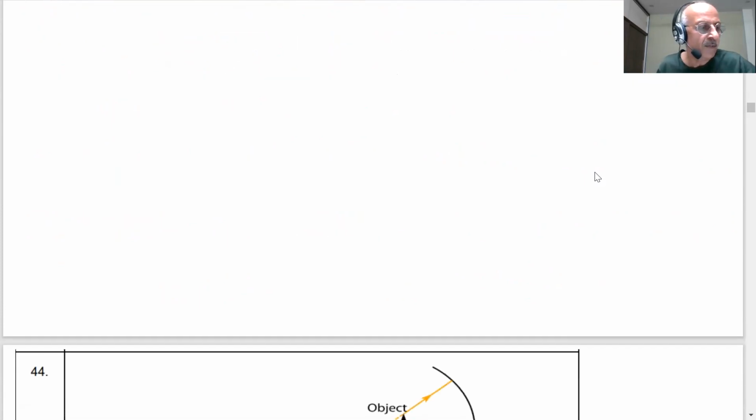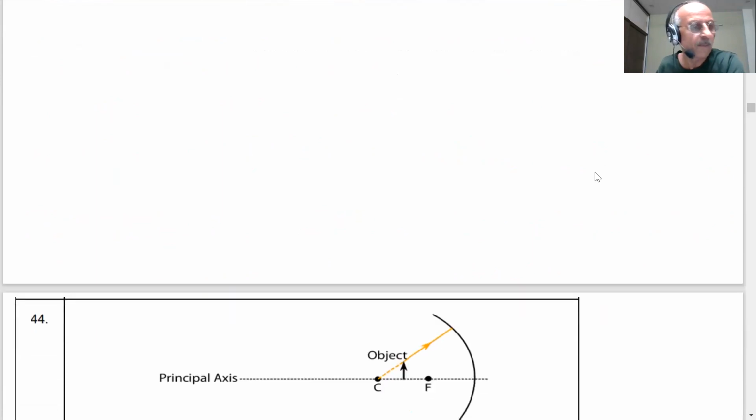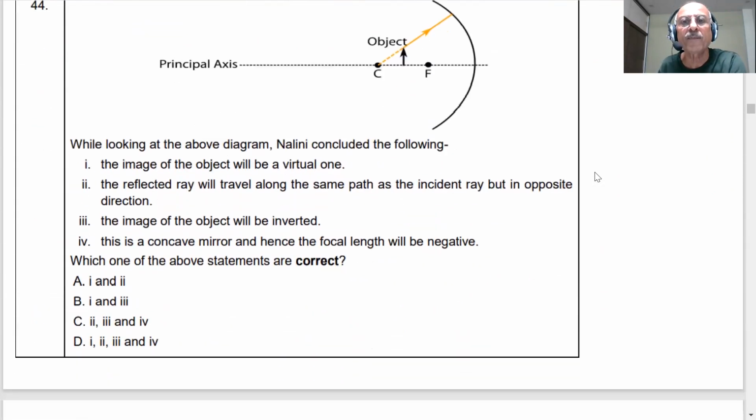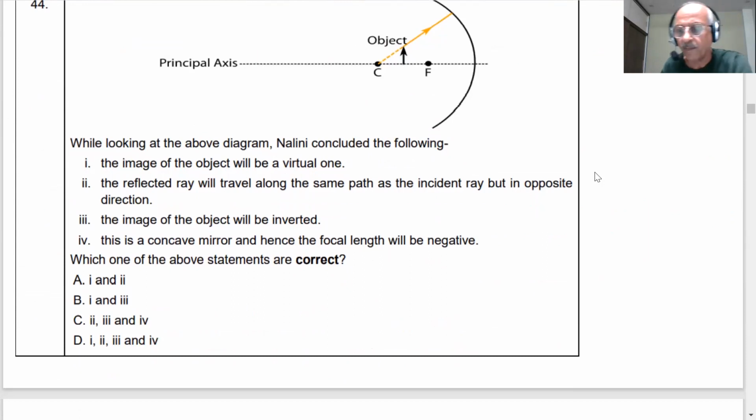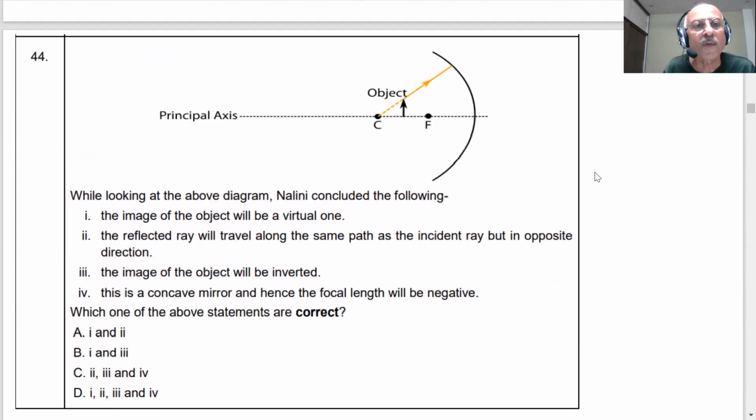All right. Next question, students. What does it say? We are looking at the above diagram. Nalini concluded the following, students.